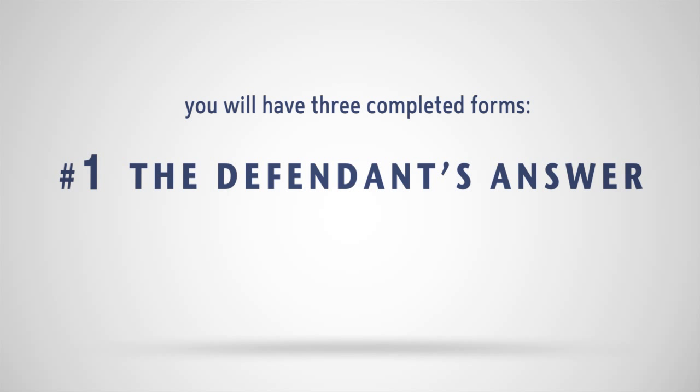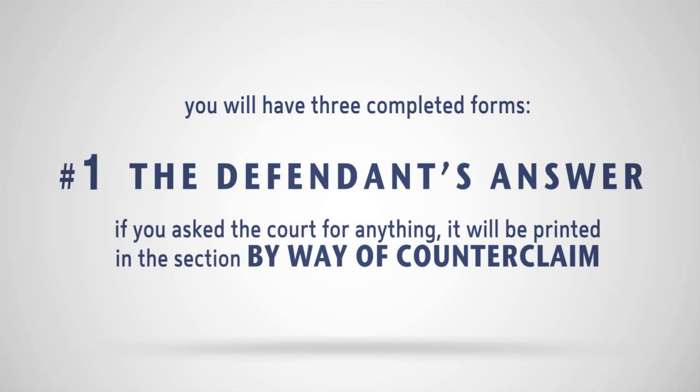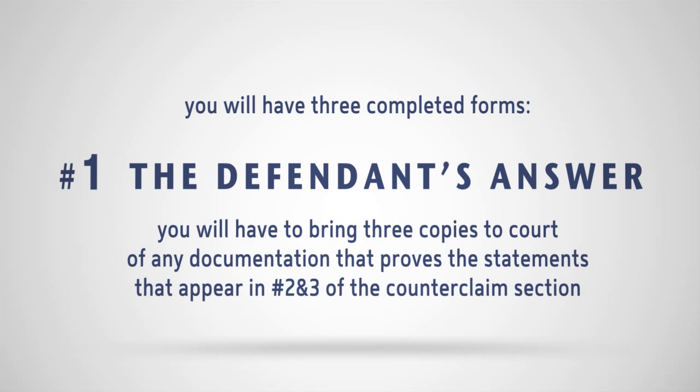You will also have to answer questions about your finances. By completing the online questions, you have provided information that will help you complete the forms that you need. You will have 3 completed forms. On the defendant's answer form, if you ask the court for any other things, they will be printed in the section called By Way of Counterclaim. You will have to bring 3 copies to court of any documentation that proves the statements that appear in number 2 and 3 of the counterclaim section.